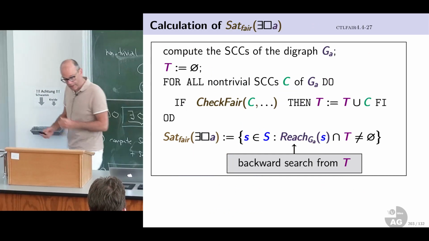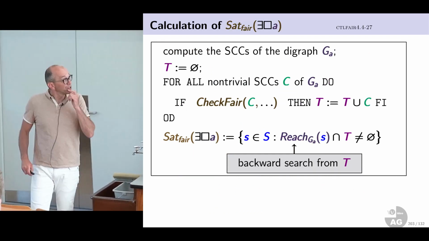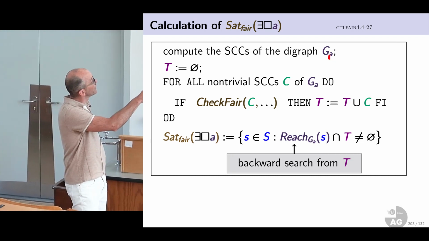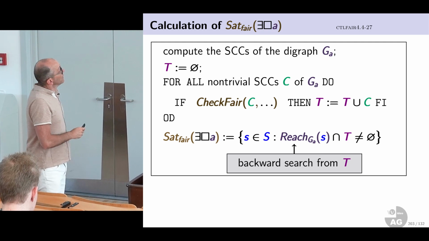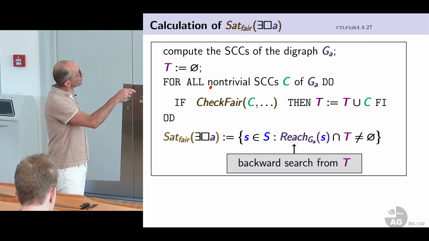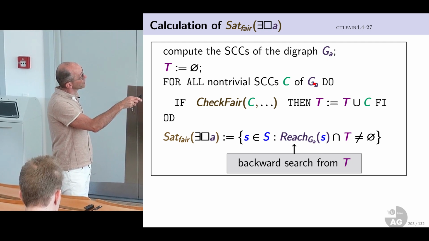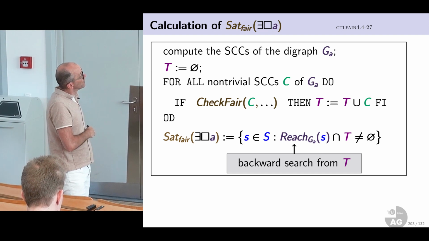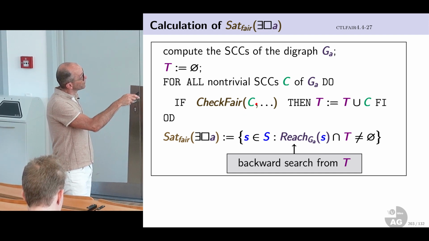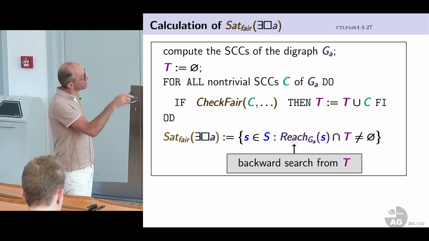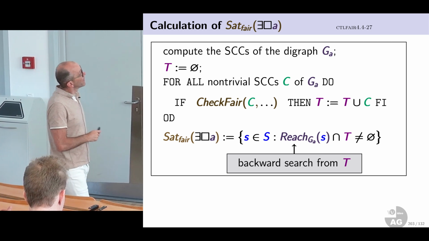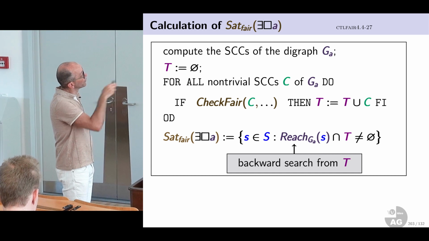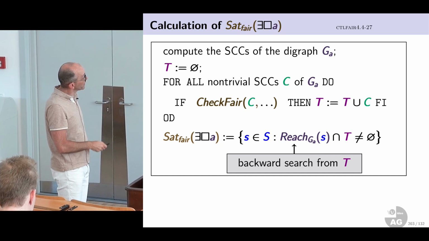Good, so this is how it looks like. The first thing we do is we take the transition system and we only keep the states that satisfy A. That's the first step. Then we consider all non-trivial strongly connected components of this graph GA. If this strongly connected component is fair, then I'm going to add this component C to the set of fair components.